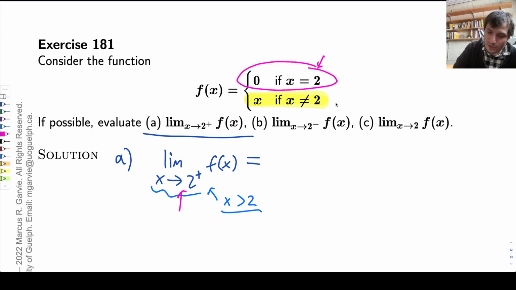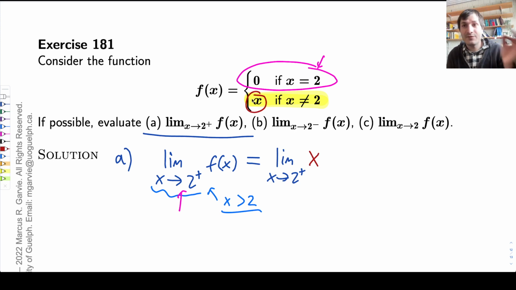So we're always on that highlighted in yellow x not equal to 2 branch of the function. And so every time we see an f of x, we can replace f of x with what it is over here. And in this case, f of x equals x, right? We're always there. The 0 is totally irrelevant to us. We might as well be dealing with just x. So x is getting really close to 2, and the y values are y equals x, right? What are the y values getting close to when y equals x?